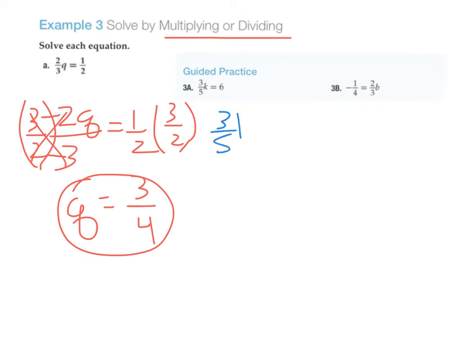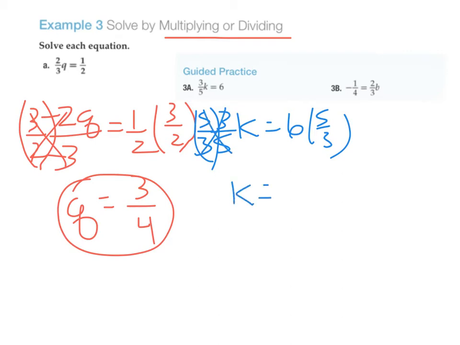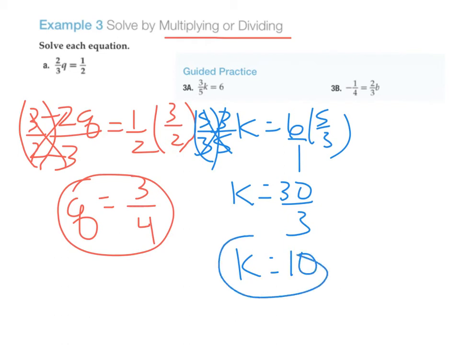3/5 K equals 6. So the 3/5 on the same side as the K, I'm going to flip it as 5/3, and I'm going to multiply on both sides. That cancels these to give me a K equals, and this is over 1, all numbers are over 1, 30 over 3, but that can be simplified to 10. 30 divided by 3. This one, in red, can't be. So let's look at our next problem.